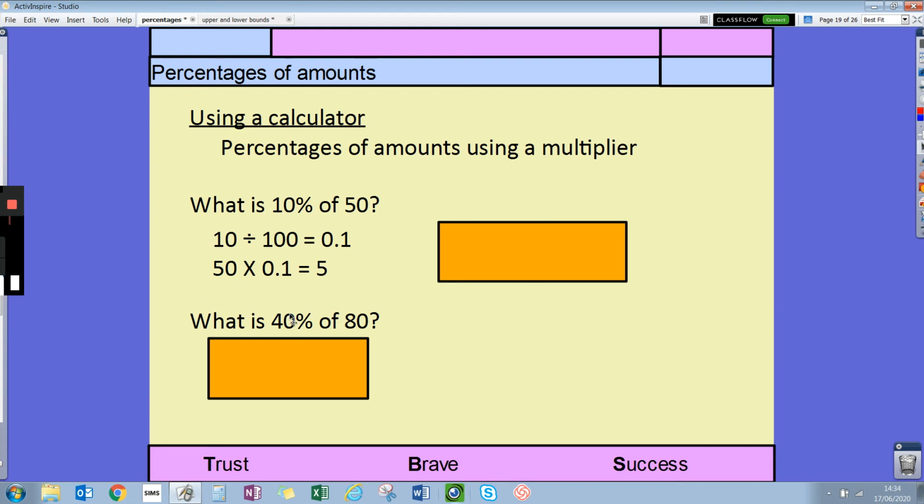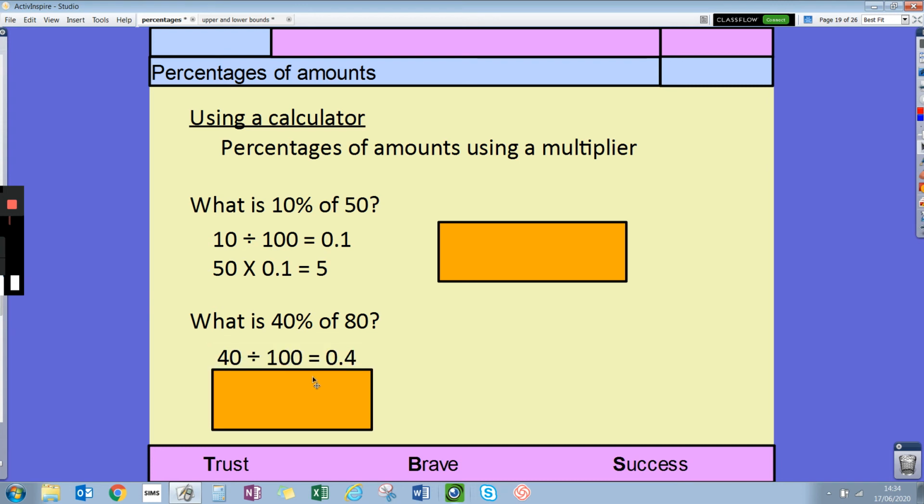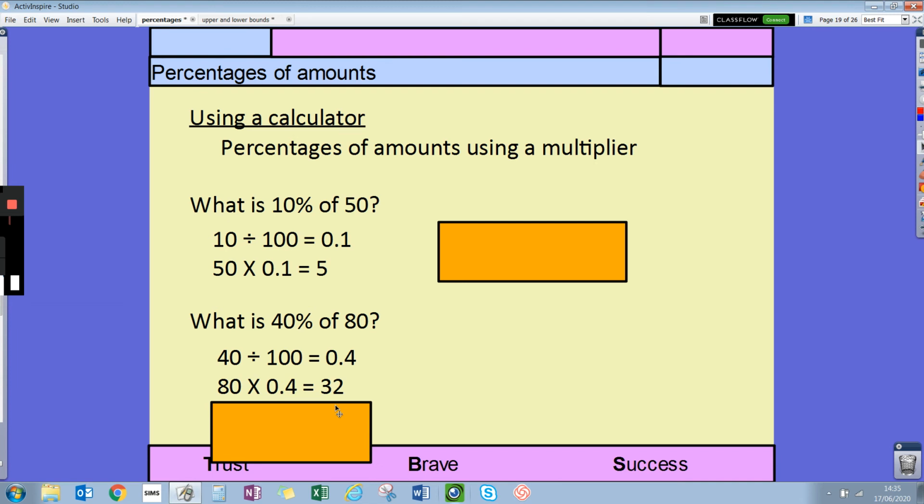So 40%, first we're going to convert that to a decimal, so we're going to divide by 100. 40 divided by 100 is 0.4. Then we're going to multiply our amount by our multiplier, our decimal. 80 times 0.4, which is 32.